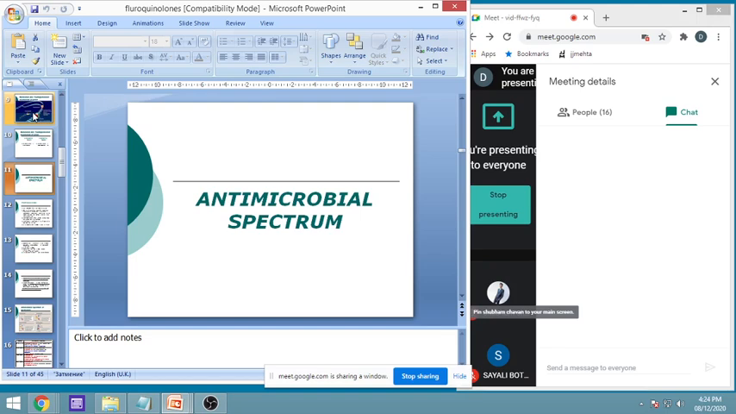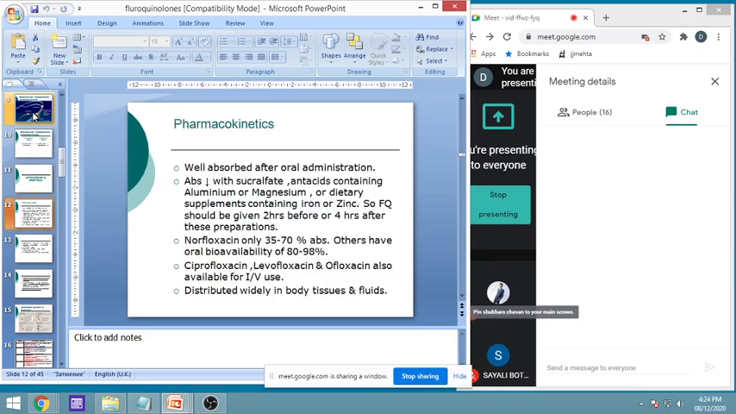Antimicrobial spectra, as we have seen, are broad spectrum because they are active against gram negative, gram positive, and even other microorganisms. As such, they are well absorbed after oral administration. Absorption will be decreased with sucralfate or antacids containing aluminum, magnesium, or dietary supplements containing iron or zinc. So fluoroquinolone should be given 2 hours before or 4 hours after these preparations.